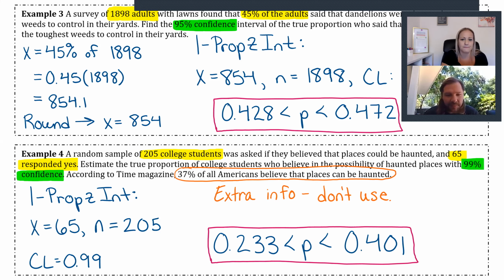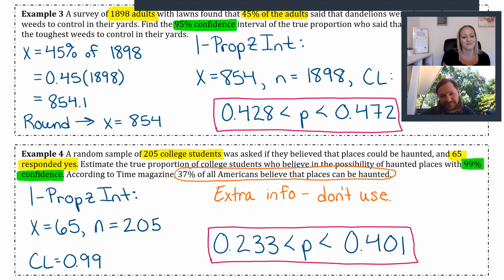And I would even believe that for a group of college students, their belief in haunted houses or haunted places might be lower than the average population too. I think when in college you learn the scientific method, and maybe you learn to be a little bit more skeptical of claims like, oh, there's a ghost in my house.